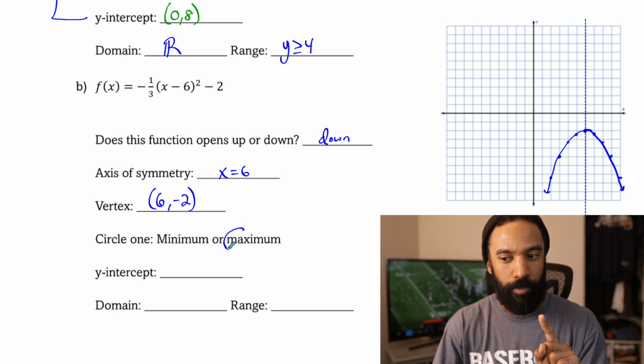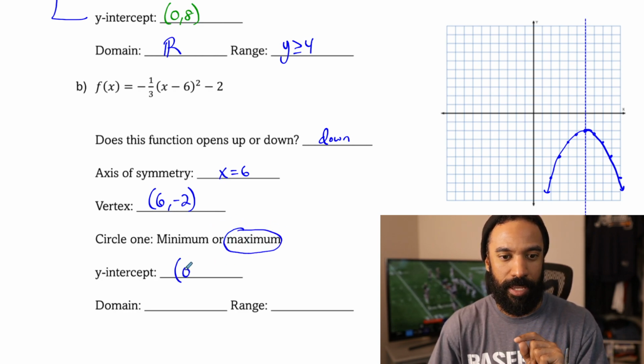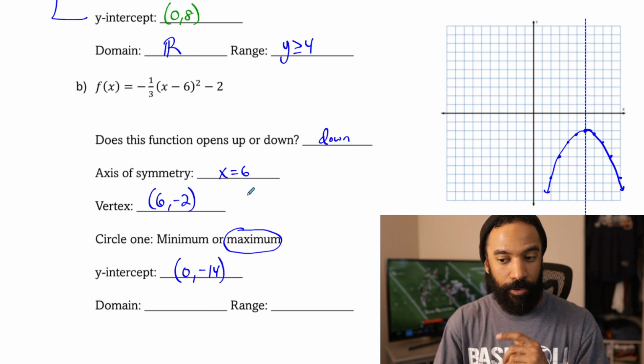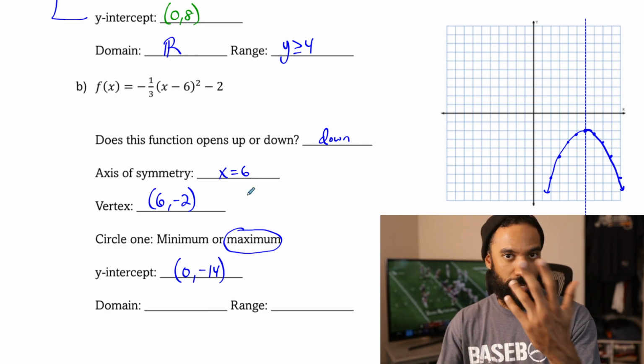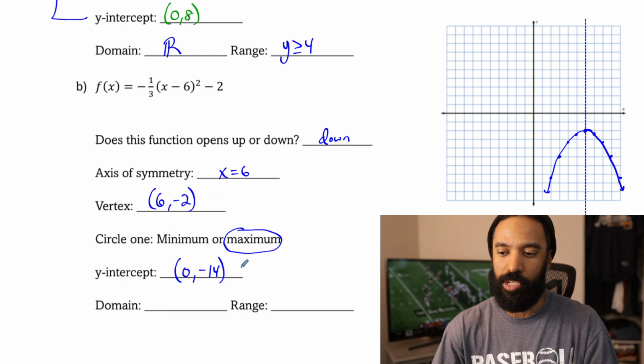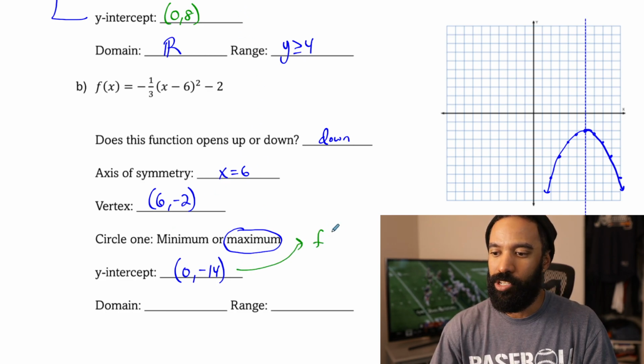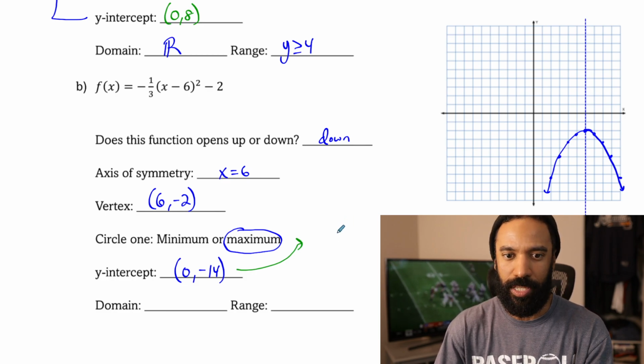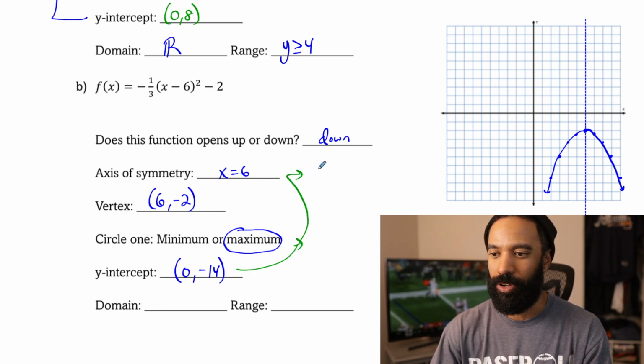So I already know, besides the maximum, I already know my y-intercept is going to be at 0, negative 14. Now, how did I get that? Well, it's based on my graph procedure. But I can also go ahead and substitute 0 in for x and do the same thing. Well, you won't be able to see that. Let's draw the arrow a little higher up.